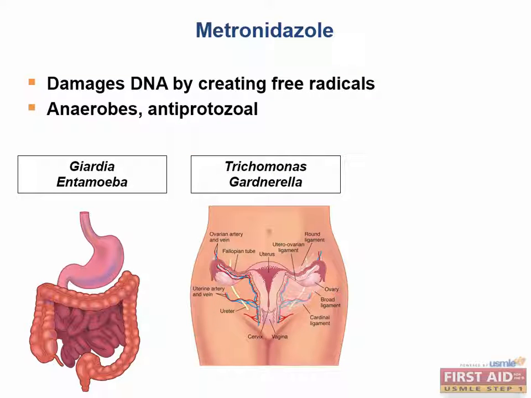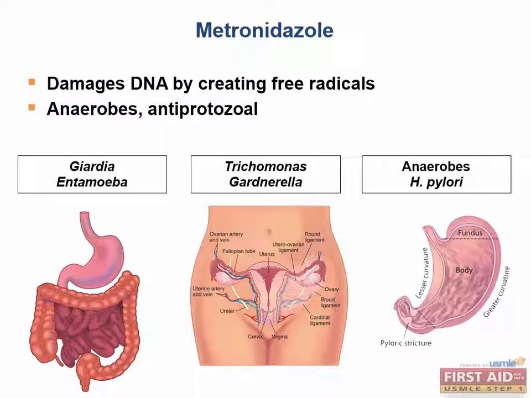The next two infections treated by metronidazole are Trichomonas and Gardnerella vaginalis. This bacteria, Gardnerella, and Trichomonas, a parasite, cause disease in the vaginal canal. Finally, metronidazole is used to treat anaerobic organisms below the diaphragm and is also used in triple therapy of Helicobacter pylori. If we think back to other antibacterial pharmacology, can you remember which antibiotic treats anaerobes above the diaphragm?